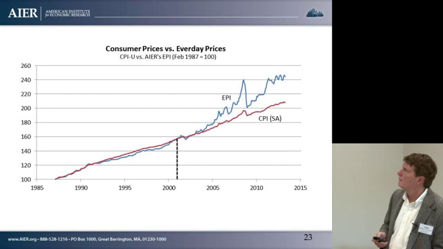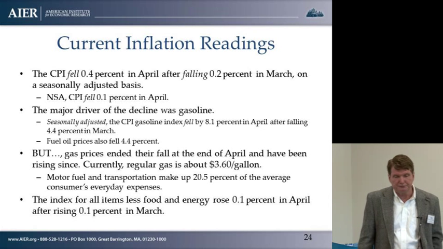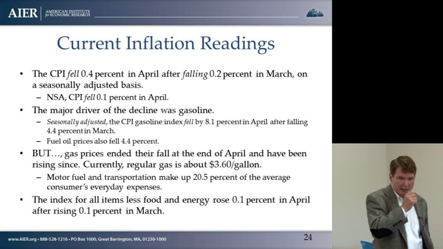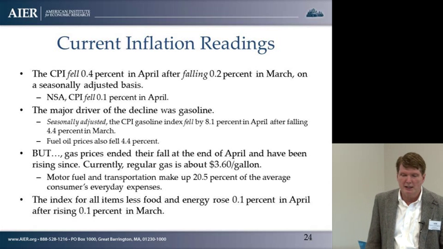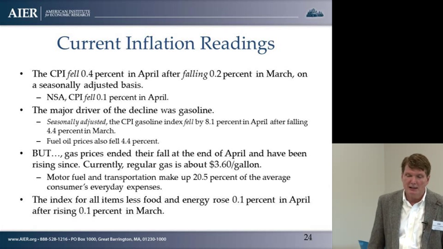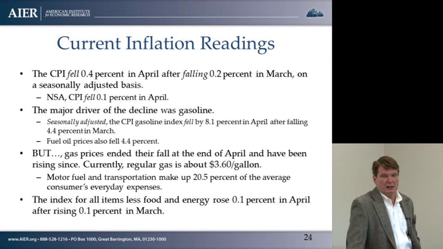I have somewhere here. Oh, I know where I did it. Okay. If we want to look at the current inflation environment, latest data, CPI fell 0.4% in April after falling 0.2% in March. Now, this is seasonally adjusted. If you remove the seasonal adjustment, then CPI fell 0.1% in April, which is quite a bit less. Now, the big driver here was gasoline. Seasonally adjusted, the CPI gas index fell by 8.1% in April. That's quite a change. This has been a big boon to the economy.